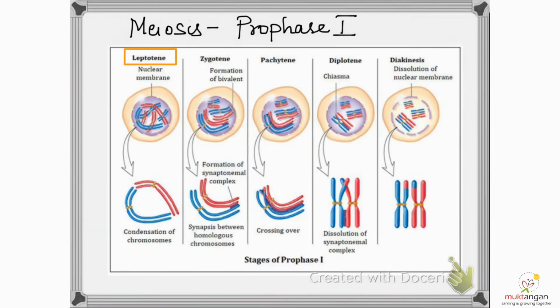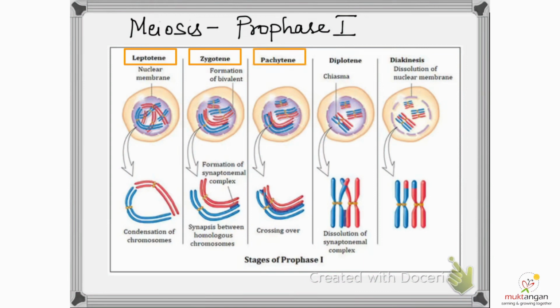The first step is leptotene. In this stage, the chromosomes condense, they become short and thick. The next stage is zygotene. In this stage, the homologous chromosomes pair together and form a bivalent. This process is called synapsis.